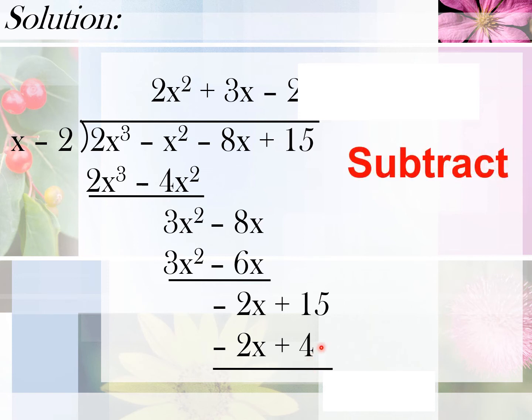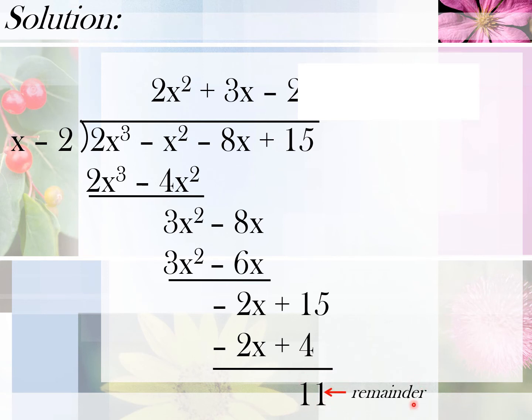And then, proceed tayo sa subtraction. Subtract na natin yung negative 2x plus 15 at negative 2x plus 4. Change sign ulit tayo dito sa baba. Magiging positive na yung 2x, magiging negative yung 4. So, negative 2x plus positive 2x, magiging 0 na siya. And 15 plus negative 4, that is equal to 11. 11 will be our remainder.